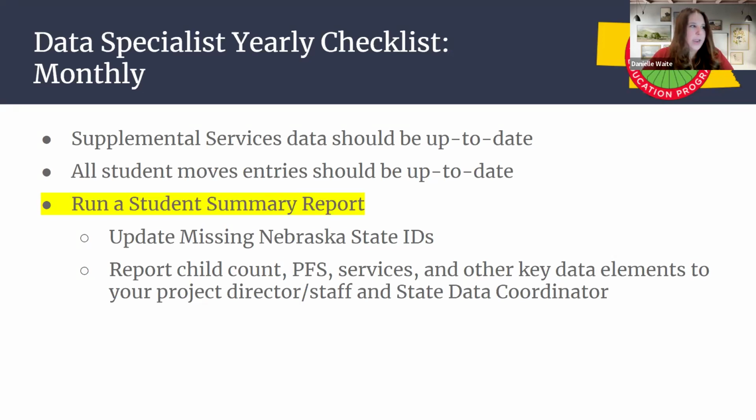And then report child count, their priority for services, figuring out who's served, who's gotten instructional services, supplemental services, and any other key data elements. And we ask that they report them to their project director and staff. So something they might be able to do is get a list of their priority for service students monthly to their service providers, so that they know who to prioritize, and you can then see maybe who is priority for service but hasn't been served yet, and they can check to see that all of their needs are being met.